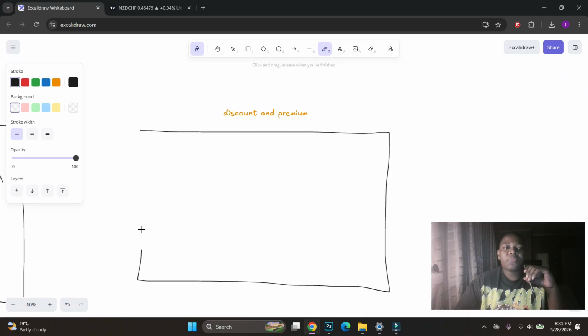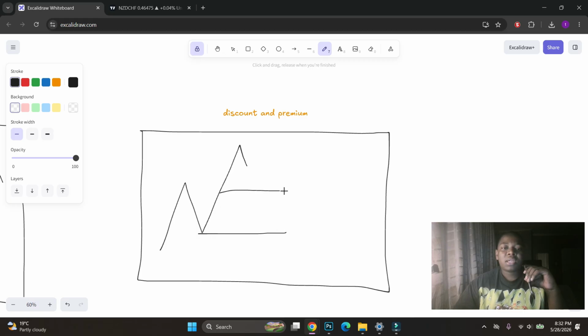This is also easy. So with discount and premium, price only has two ways to go. Either we cheap or either we expensive. If we're in an uptrend, we only buy at the cheapest area. Where is the cheapest area? At our discount area. So this is 50%. This is half of this move. This is the discount area. This is the premium area. So if price is in an uptrend, we only buy at a discount area.